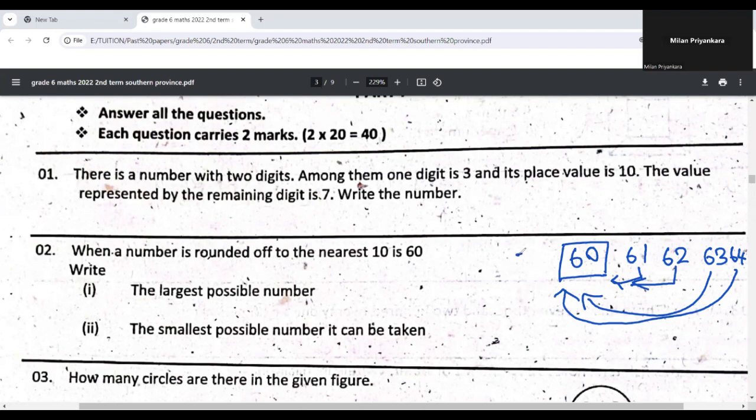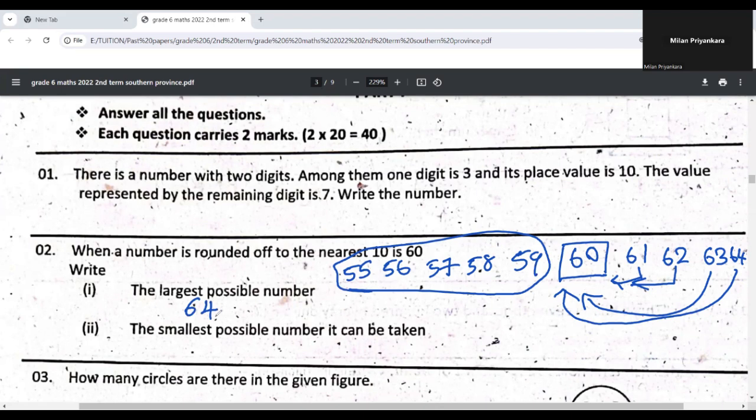Then what about 59? It also goes to 60, and 58, 57, 56, and 55 go to 60. When we round off these values, they become 60. So now you can see what the largest possible number is. The largest possible number can be 64. It has to be 64.